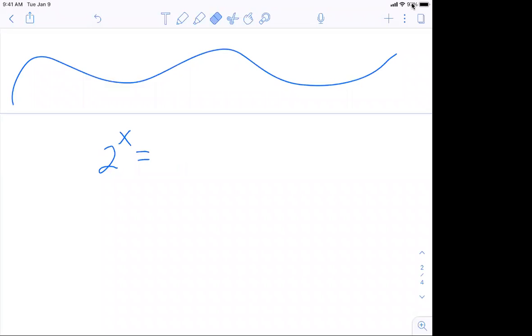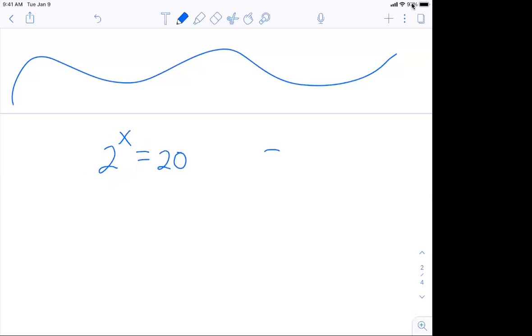But if I had 2 to the x is equal to 20, that's ugly because x is not an integer. I can't take 2 to a power and get 20. So that's a problem. So I need to undo this exponential idea.